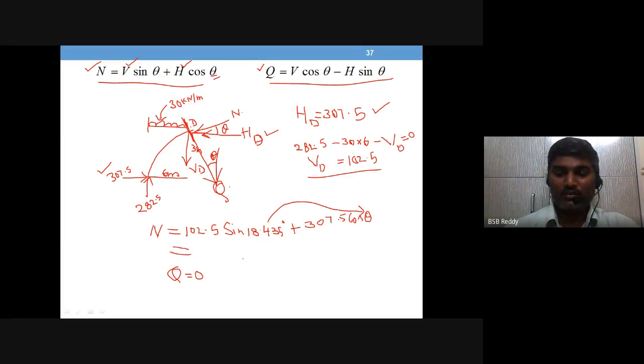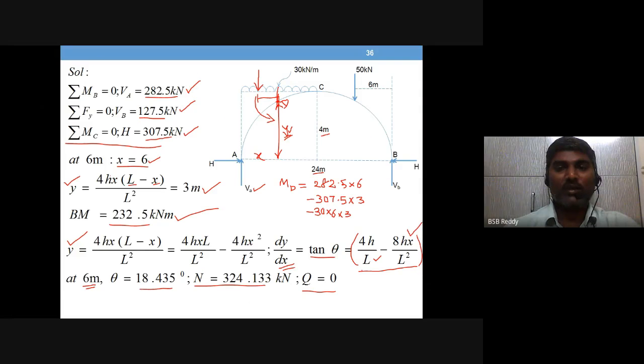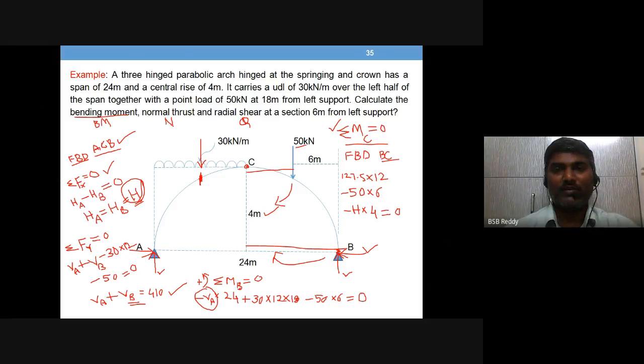Okay, so this is how you are able to solve a parabolic geometry in detail. Okay, so do practice this problem, and if you have any doubts, we will have a GMeet conference. Thank you so much.